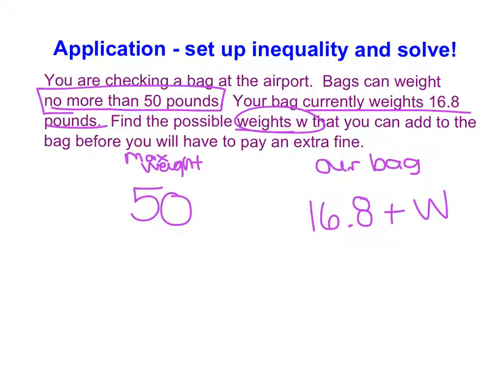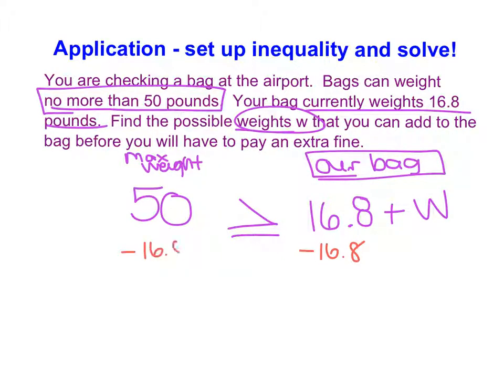So our bag has 16.8 pounds, and we're going to add something to it. But the maximum that we can be is 50. So we can't go over 50, which means we need to be less than or equal to 50 pounds. Otherwise, we're going to go over and get charged an extra fee. So from here, now that I have my situation set up, I can take 50 and subtract 16.8 from it. And I get 33.2 is less than or equal to W.